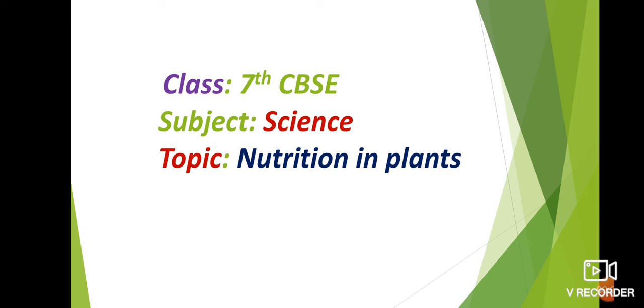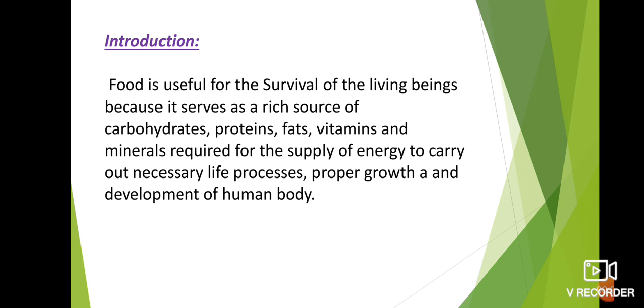Today I am going to explain science first chapter in class 7th, nutrition in plants. Food is useful for the survival of living beings because it serves as a rich source of carbohydrates, proteins, fats, vitamins and minerals required for the supply of energy to carry out necessary life processes, proper growth and development of the human body. It is also required for the repair of the damaged body parts and to fight diseases.